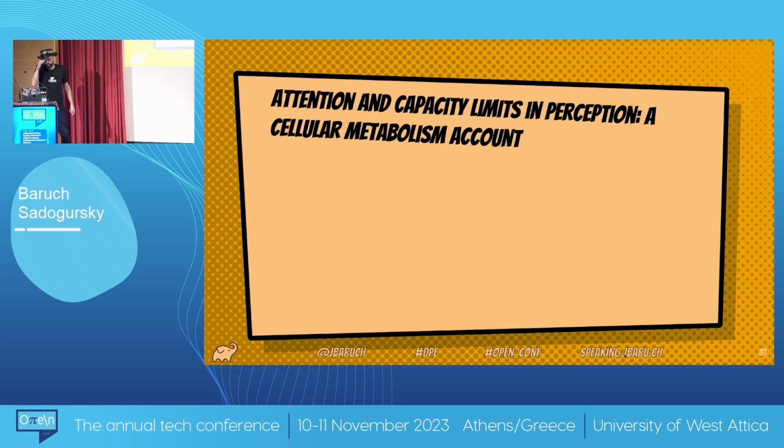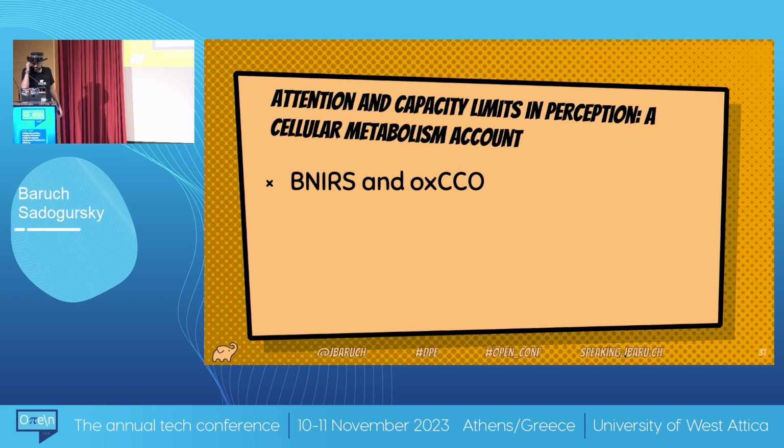And basically what it says is, okay, I have to read it because I have no idea what it means. Broadband near-infrared spectroscopy, BNIRS, was used to measure oxidation states of cytochrome c oxidase.